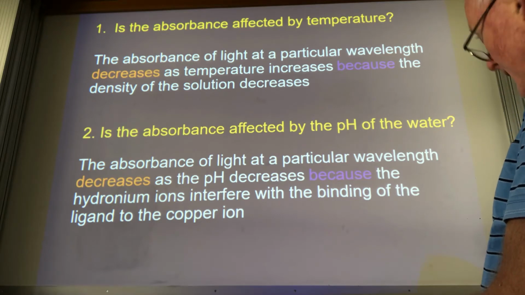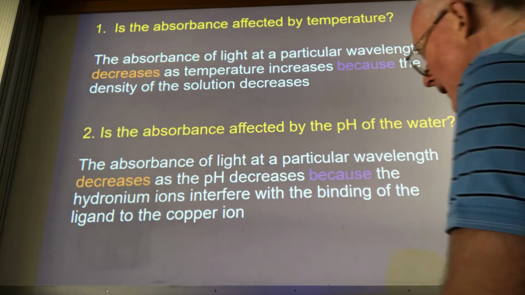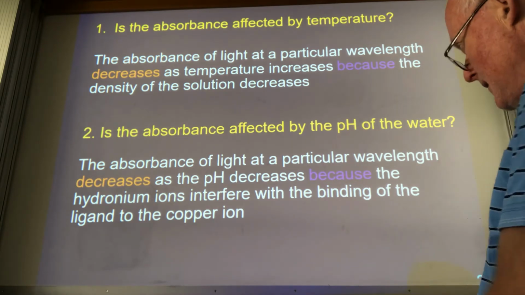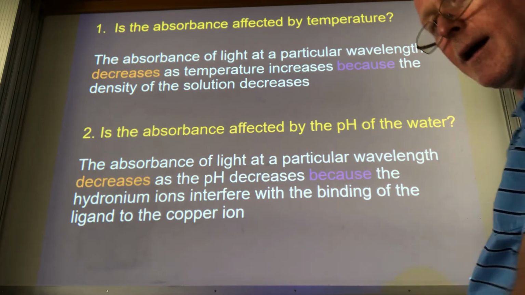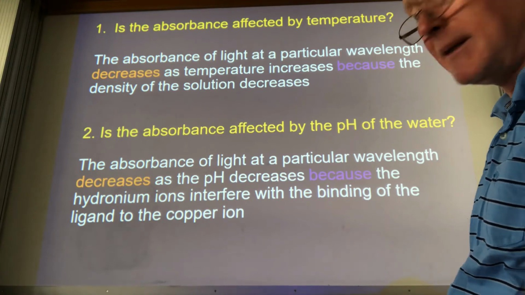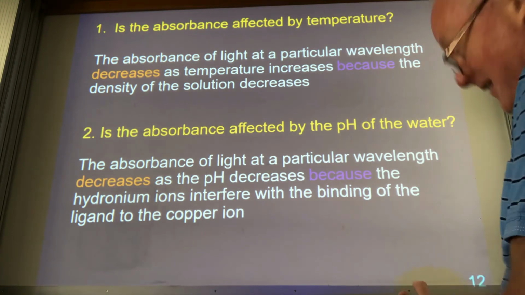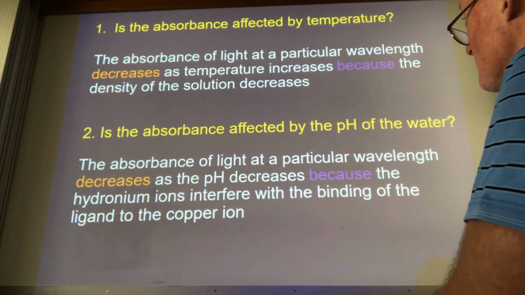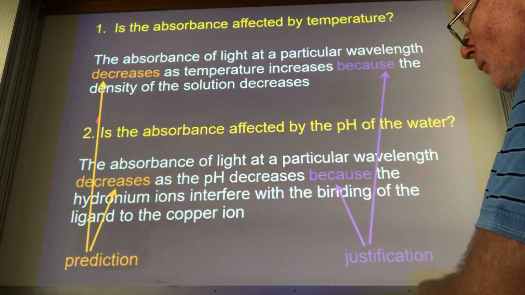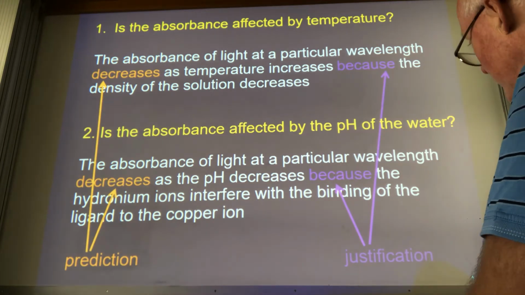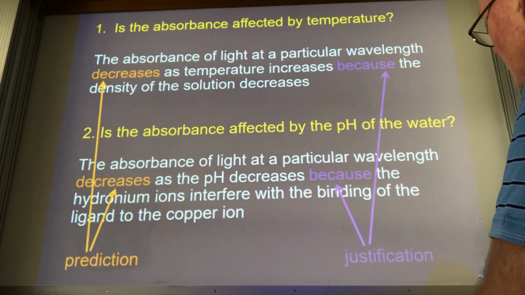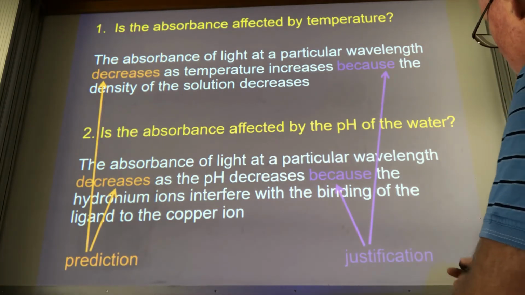So the pH example, I'm making the prediction that the absorbance decreases as pH decreases, and I've come up with a vaguely plausible theoretical justification. I just made it up, but who knows? It's something that could be tested. But they're the essential features. It has to have a prediction, one way or the other, has to be directional, and it has to have a justification. So it decreases because.